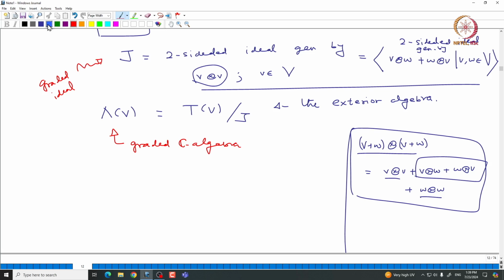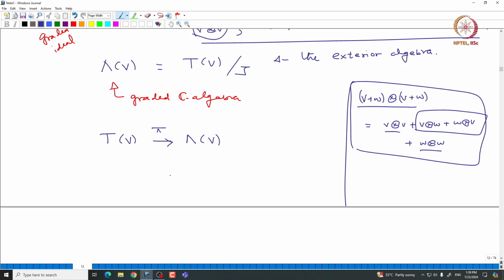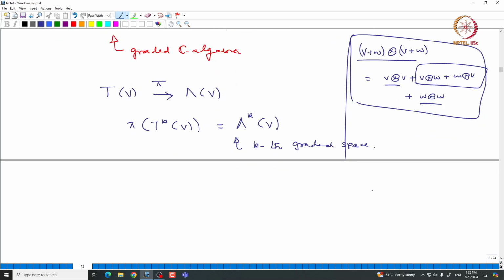Okay. So, now you can look at this natural quotient map from T of V to lambda of V. Let us call it pi. This natural map, if you take the image of T k of V and denote it by lambda k of V, this will be the kth graded piece or graded space. So, now this lambda k of V is what is called the kth exterior product.